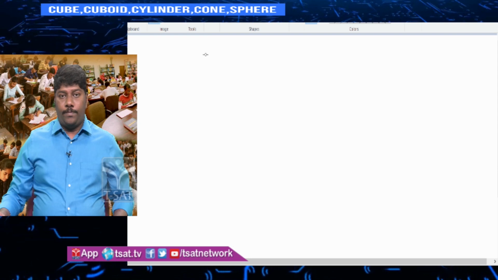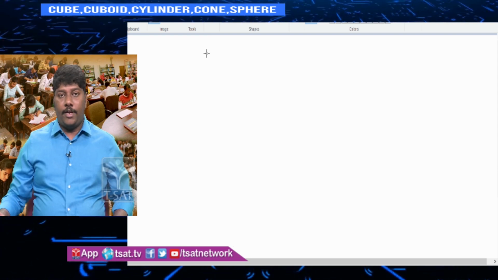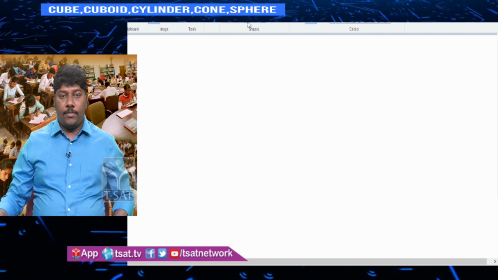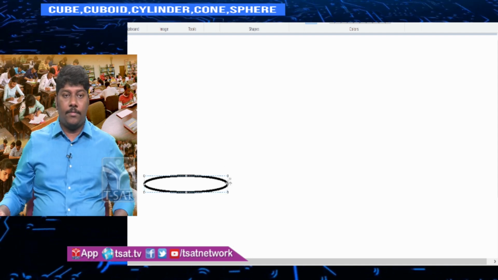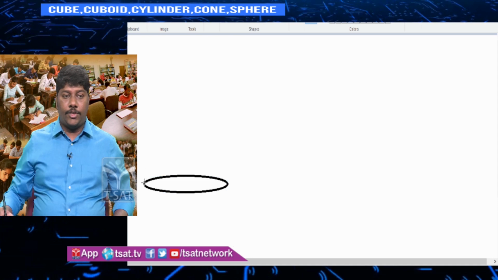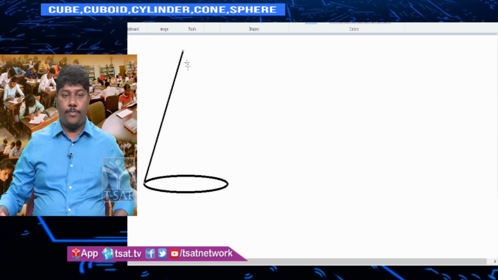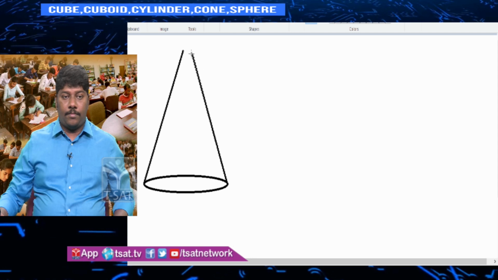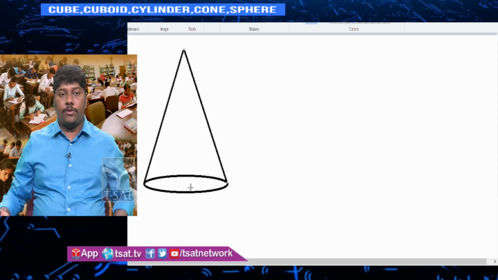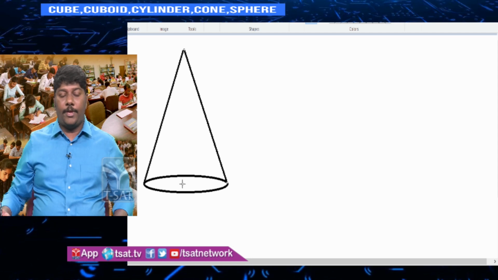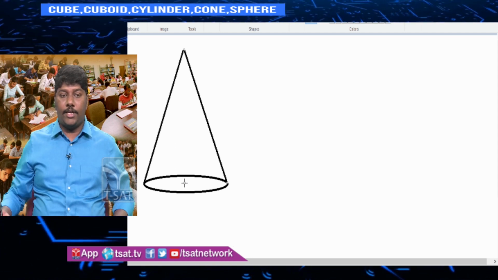Next, look at the cone. Cone is nothing but a pyramid. It is a circular pyramid. Here the base is a circle. You attach it to an apex point. Actually, all vertices of a polygon which you are taking on the base should be joined to the point, so that you will form a pyramid. Here it is a circular pyramid, you call it a cone.